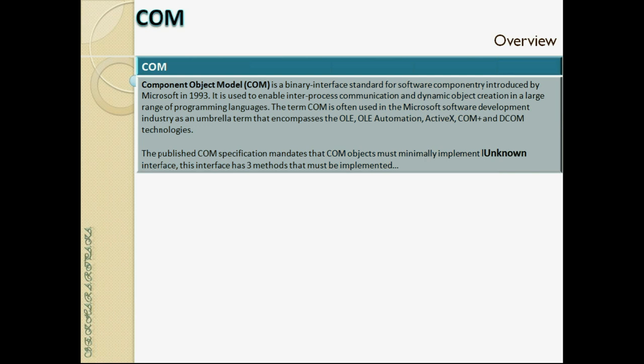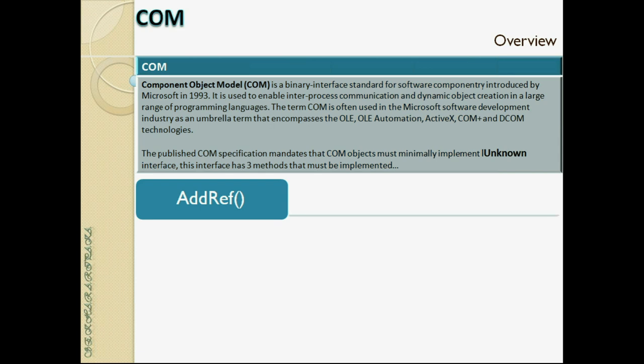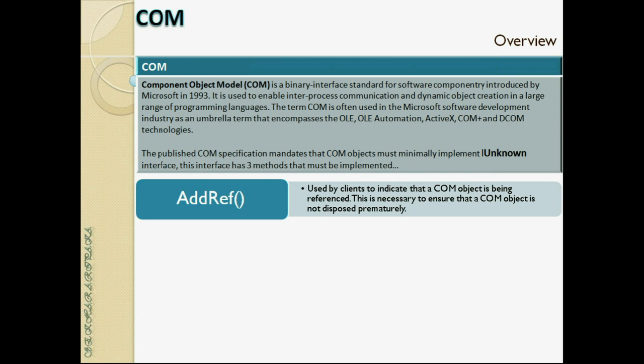So if someone asks you what is COM, then COM is a component written in any language but implements the IUnknown interface. So what does this IUnknown interface contain? As we know, interfaces have abstract methods. The IUnknown interface has three abstract methods which need to be implemented with a body. The first one is AddRef. It's used by the client to indicate that the COM object is being referenced. This is necessary to ensure that the COM object is not disposed of prematurely. Whenever an object refers to this COM component, it adds to the reference counter. There's something called a reference counter in memory which will be incremented by 1.